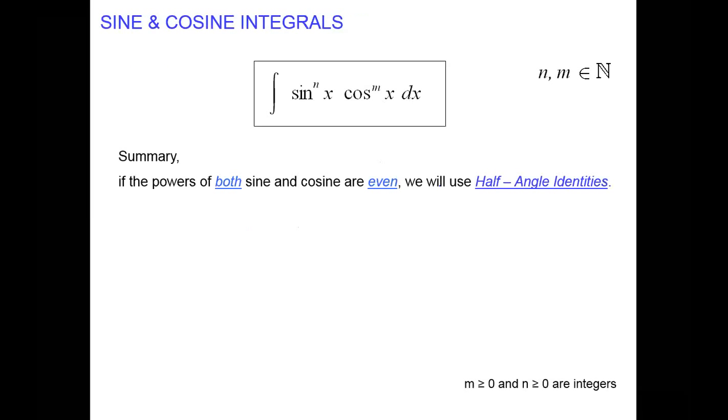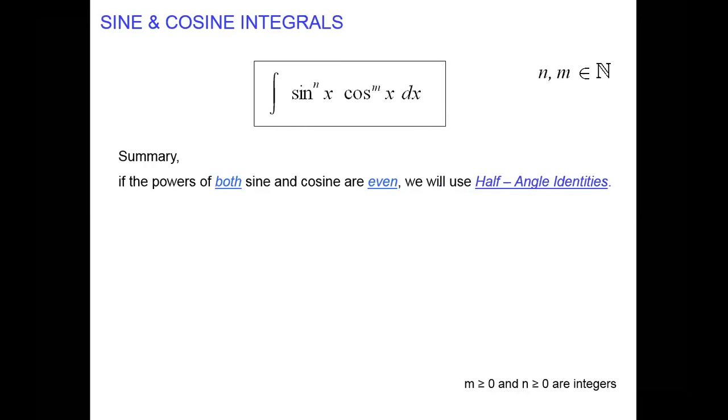The first one will look like that. That means we will have a combination of sine function and cosine function. The only thing that we're going to focus on is the integral of sine of x to the power n times cosine of x to the power m dx, where both n and m are counting numbers, natural numbers: 1, 2, 3, 4, 5, 6, 7, whatever number we want.